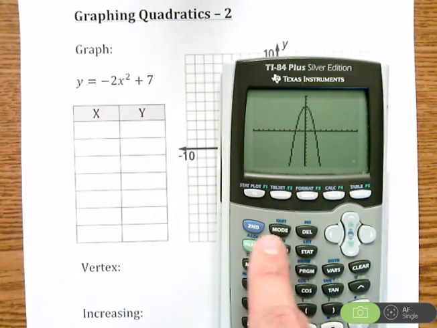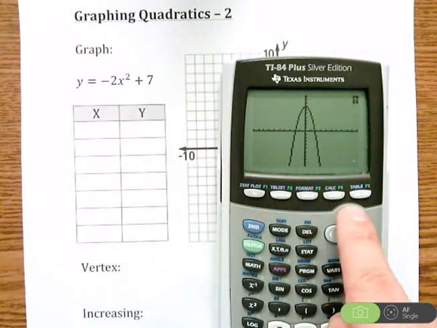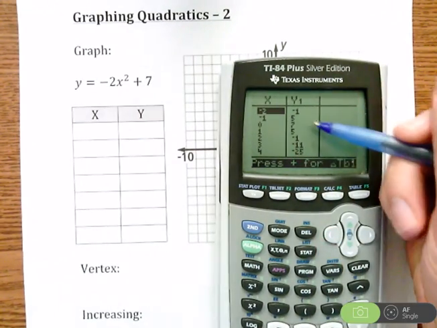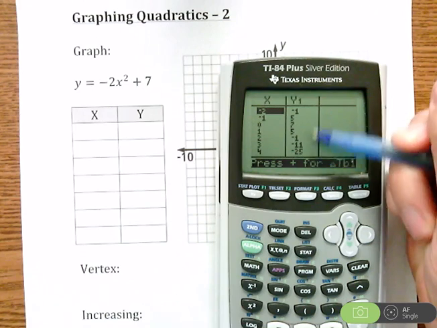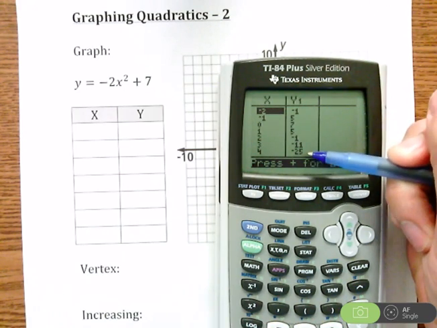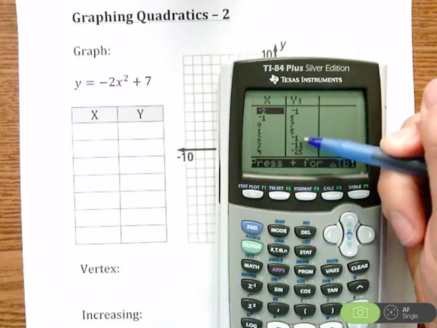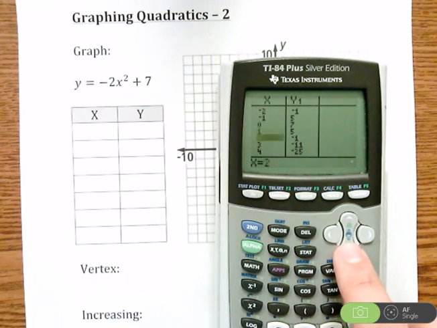So the first thing I want is a table of values. To do that, you're going to hit second, and we need to go to the table. Now, what we're looking for is repetition here. I want to see it kind of mirror each other. The first number and the y value should match the last. The second one matches the second from the bottom. Third, so on and so forth. So I want to find that repetition.